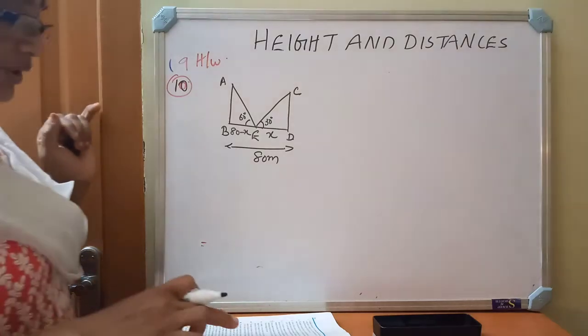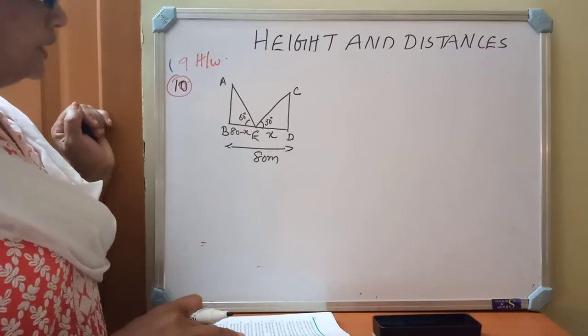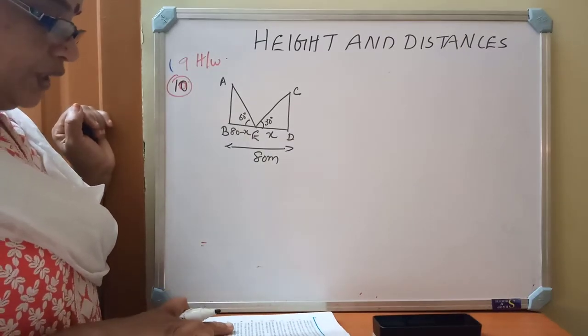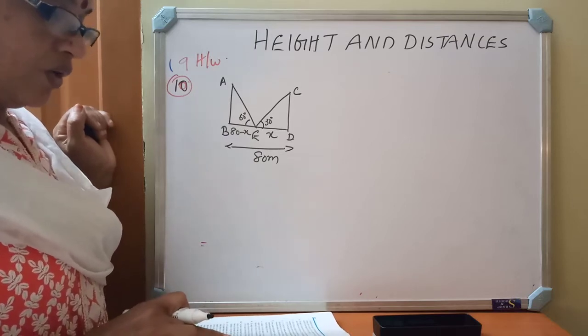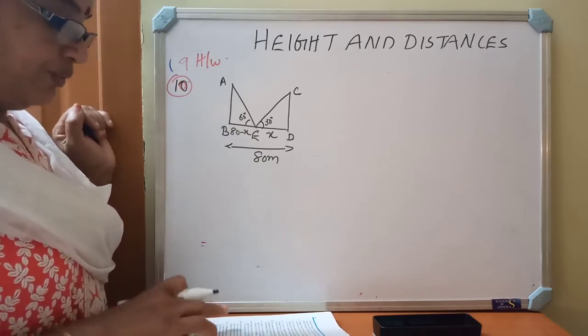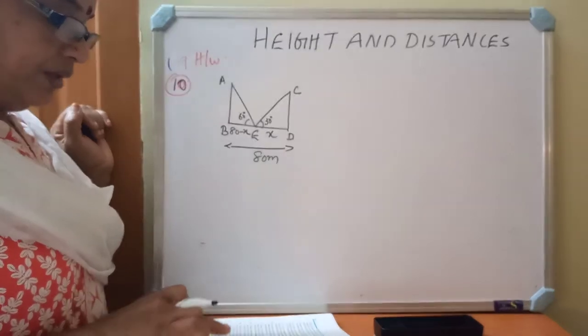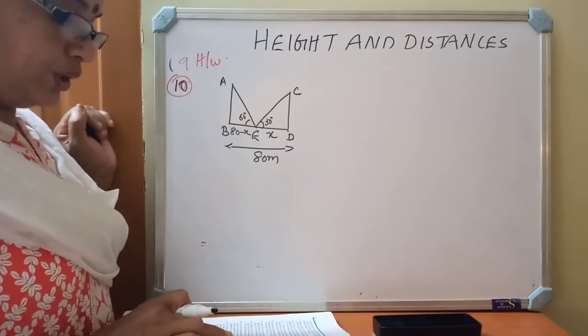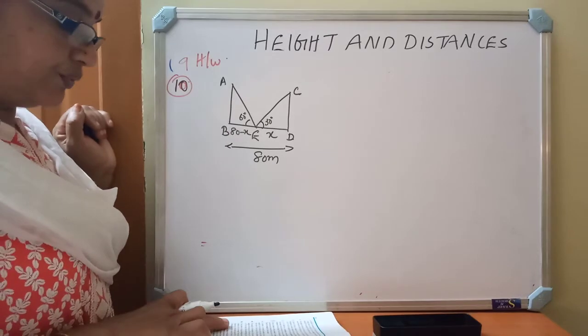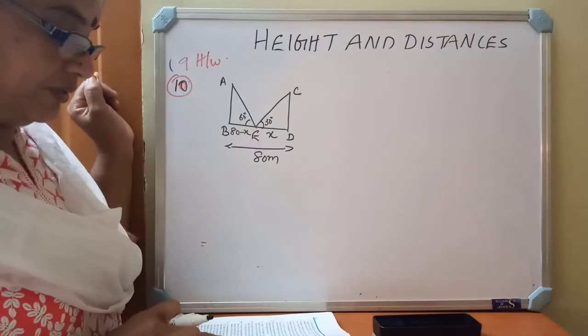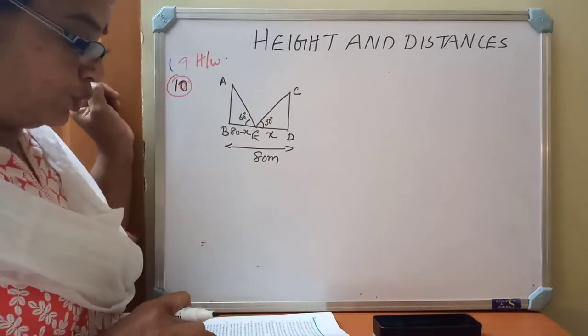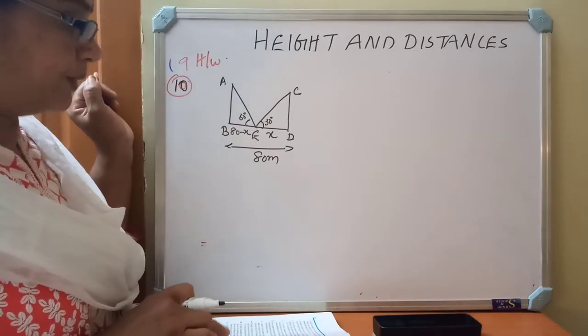Same pattern as question number 9. See question number 10. Two poles of equal height are standing opposite each other on either side of the road, which is 80 meter wide. From a point between them on the road, the angles of elevation of the tops of the poles are 60 degree and 30 degree respectively. Find the height of the poles and the distance of the point from the poles.